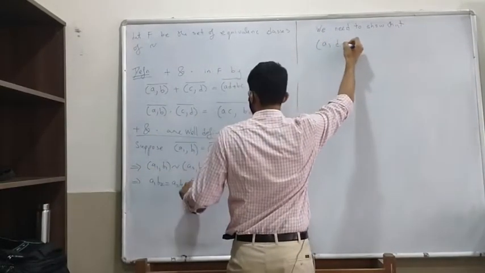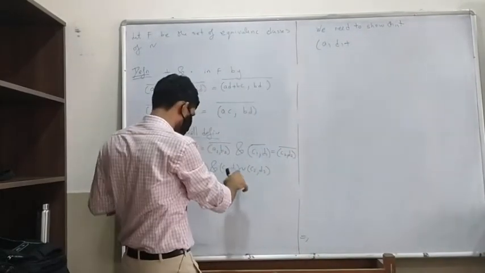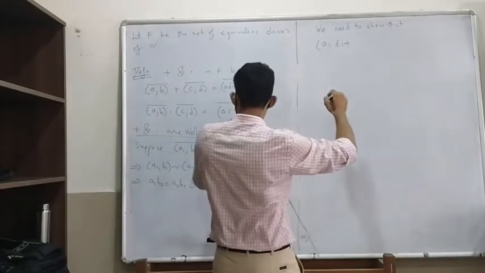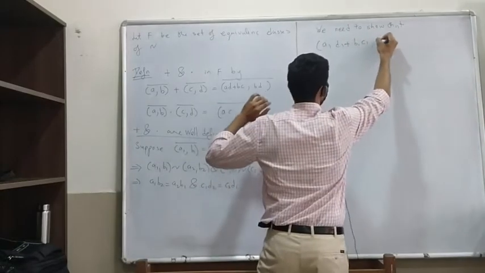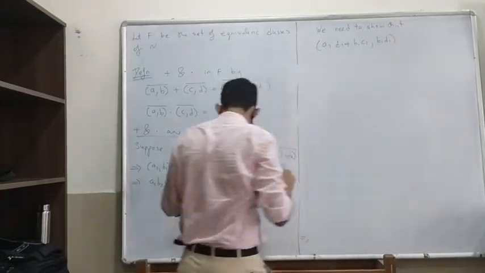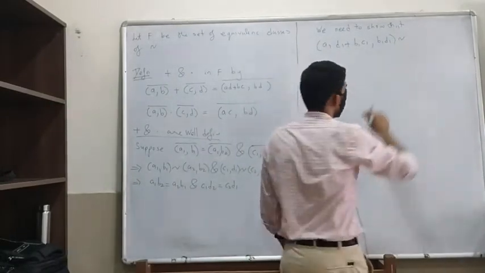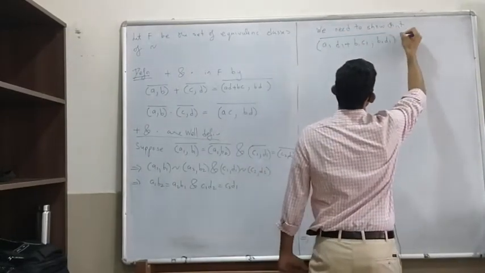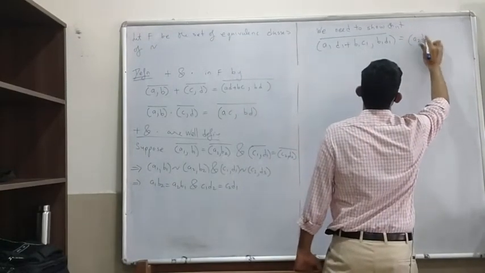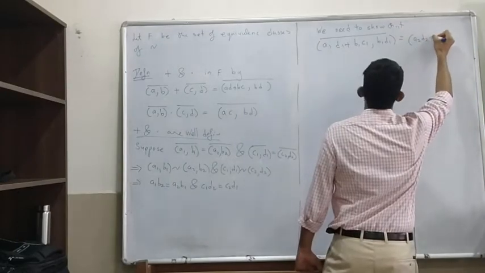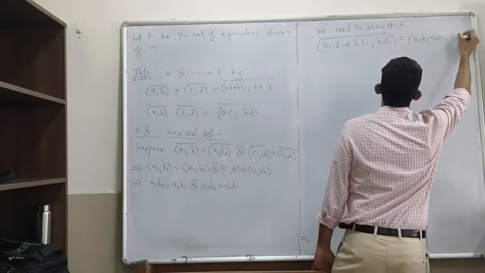a1 d1 plus, what is it? Just in place of this put 1, right? b1 c1 comma b1 d1, correct? We need to show that this is related to, or that this equivalence class is the same as the equivalence class of a2 d1 d2 plus b2 c2 comma b2 d2.